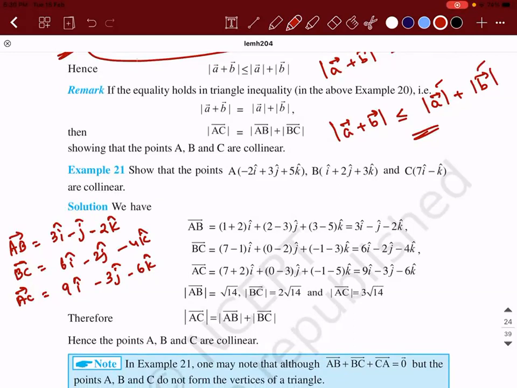So how to prove that they are collinear? By looking at it, we can say, so you see AB vector and BC vector, they're in what ratio? BC vector is equal to 2 times AB vector. AC vector is 3 times AB vector. Can I write it like this? Yes or no? Yes, sir. So that's it, they're collinear.